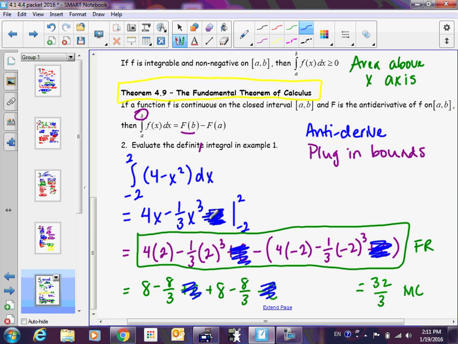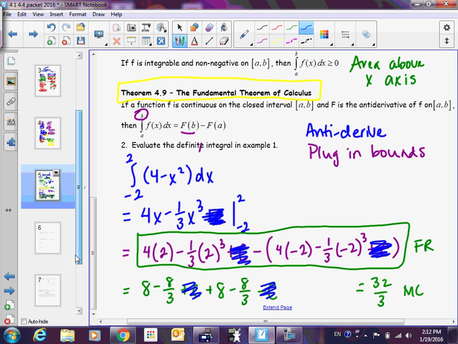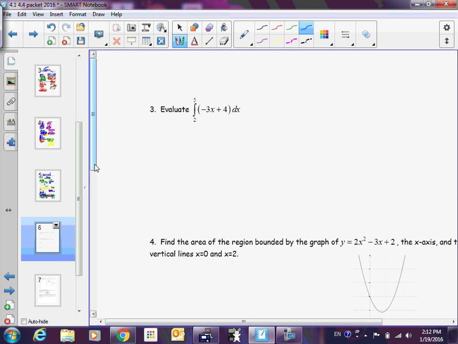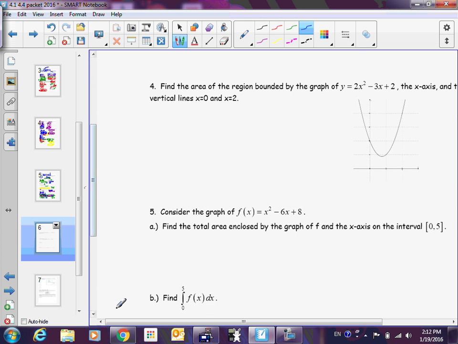Don't freak out about when to write it and when not to write it, okay? Just let it make sense. The C's are going to cancel out here. Okay, so free response, don't have to simplify. Multiple choice, you need to know how to simplify correctly. Okay, let's turn the page, and we're actually going to skip 3, and we're going to look at number 4.